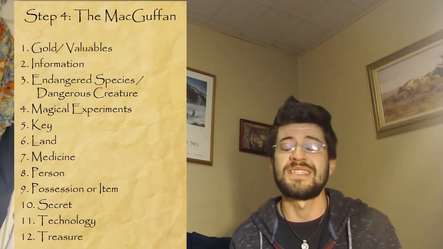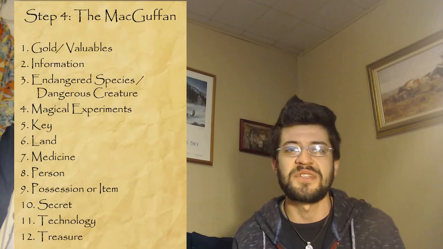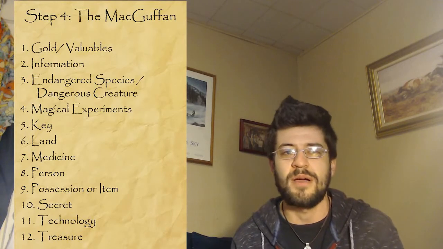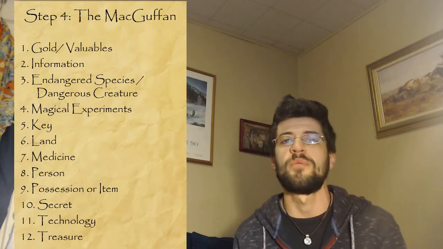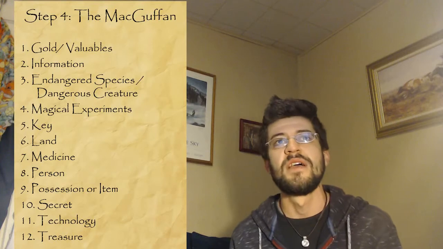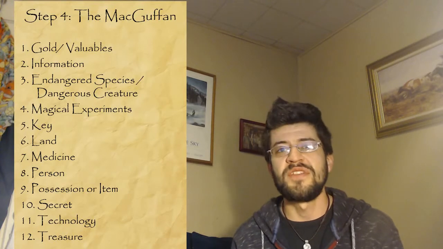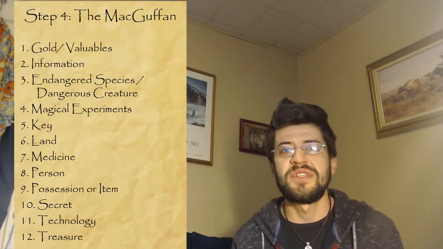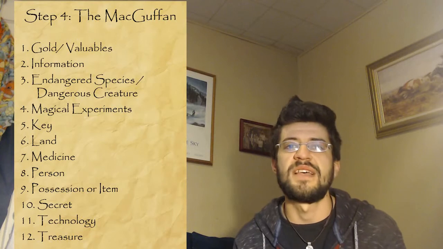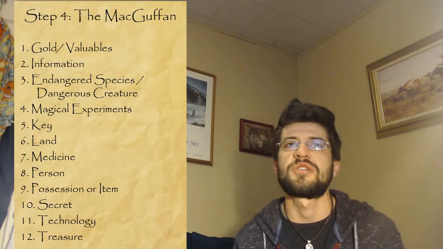Number 7, medicine. They need to get an antidote to this person, otherwise this disease or affliction will kill them or become permanent or something like that. Number 8, a person. The MacGuffin is a person. Maybe that's your princess in a tower again. The MacGuffin is the princess. That's what needs rescuing. That's the plot driver.